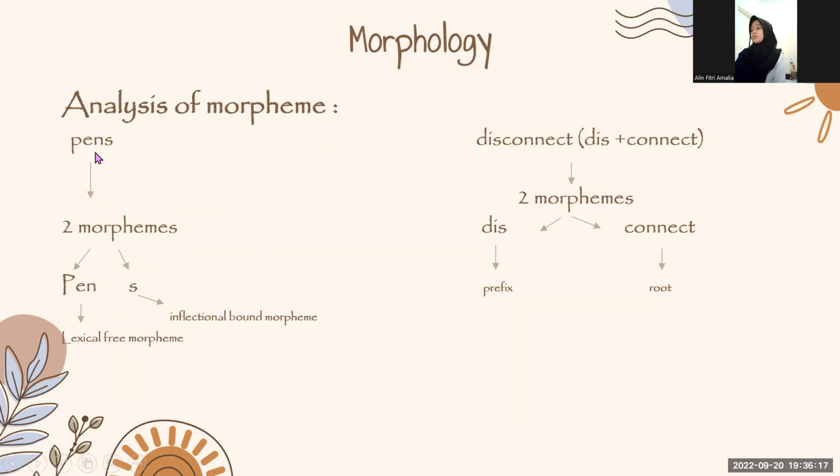And then here, pens. There are two morphemes: pen and s. The s is an inflectional bound morpheme, and pen is a lexical free morpheme, or this is also the root. And then here there is disconnect. This also has two morphemes: dis and connect. Dis is the prefix, and connect is the root.